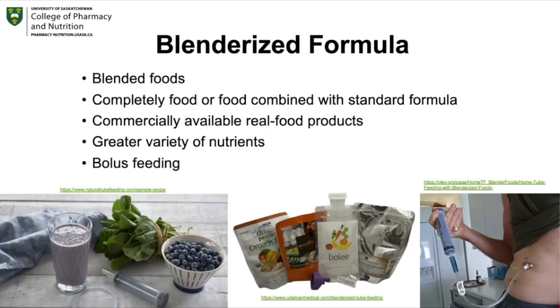Next are blenderized formulas. These are blended foods typically administered via bolus feeding. These can be given alone or with standard formula. Blenderized formulas can be homemade or purchased as commercial products. These allow the feeding tube to be a second mouth instead of a medical necessity.